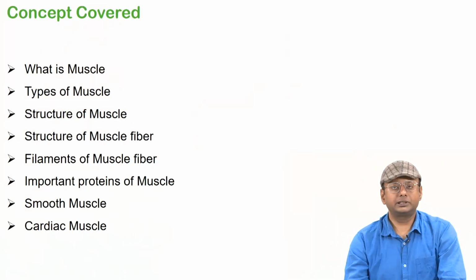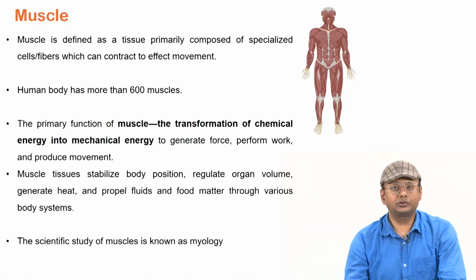So what different concepts will be covered in this class? We'll first see what is muscle. Then we'll discuss types of muscle. Then we'll see the structure of muscle fiber, filaments of muscle fiber, and different crucial proteins which are present in the muscle, and also we'll briefly discuss smooth muscle and cardiac muscle. So let's go one by one.